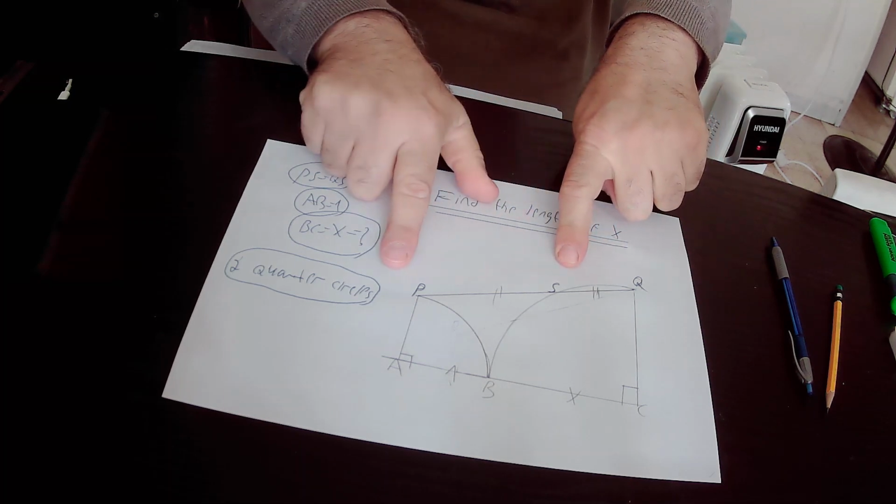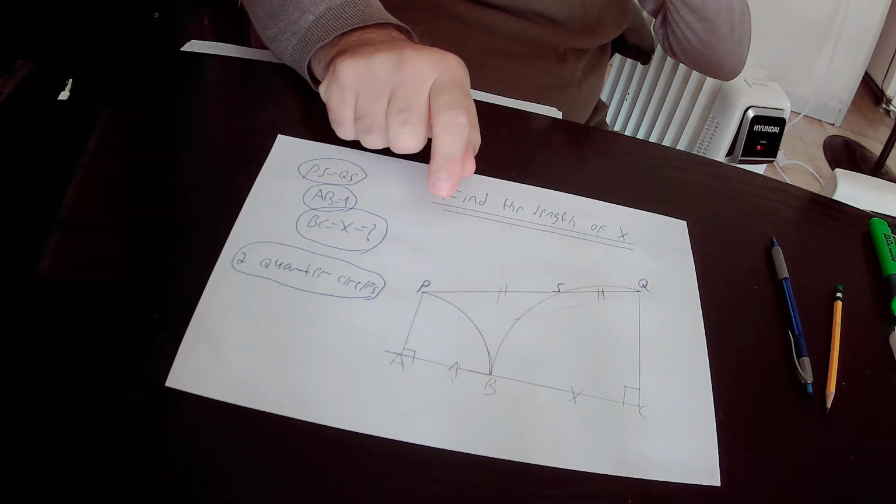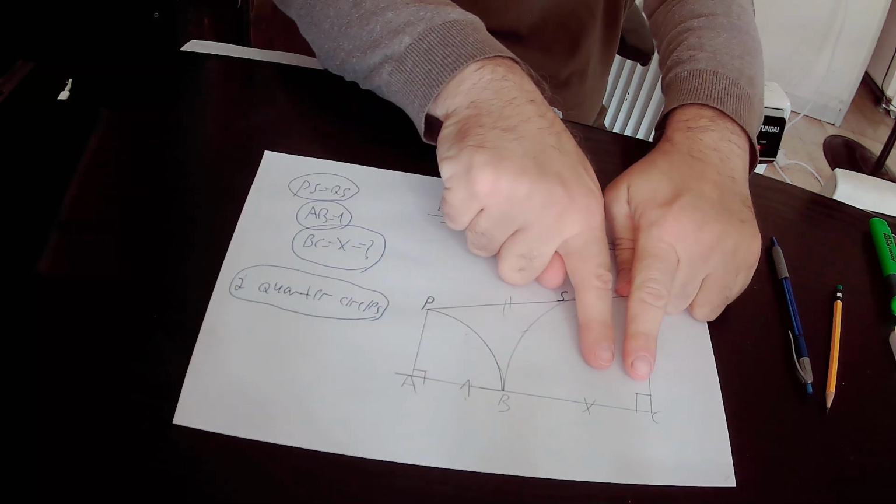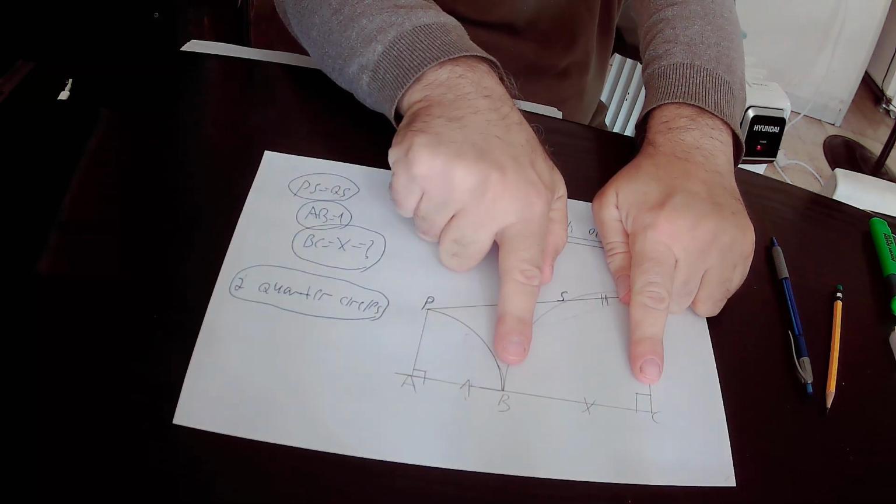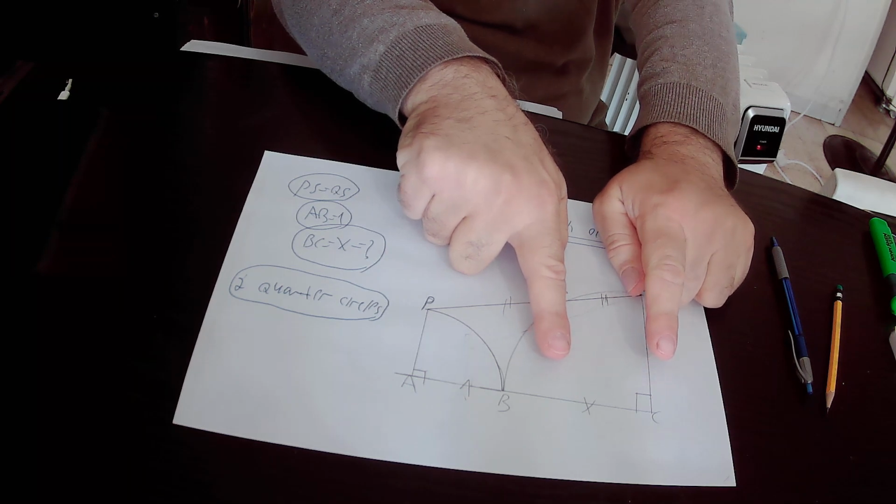QS equals SP. And our mission is to find out the length of this line segment BC that is equal to X. To find out the value of X.